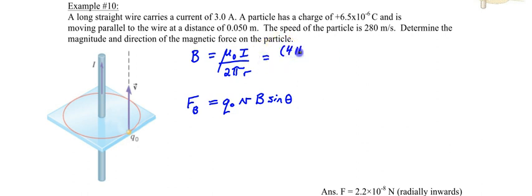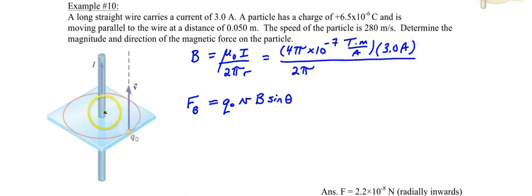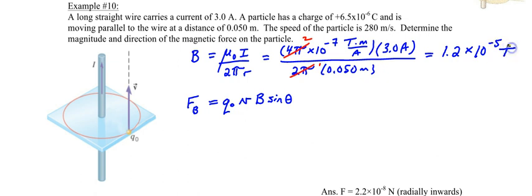Mu naught is 4 pi times 10 to the power of negative 7 in Tesla meters per amp, multiplied by the current of this wire, which is given as 3 amps. And then we're going to divide by 2 pi times the distance between the wire and where this charged particle is, and that's given as 0.05 meters. Alright, so go ahead and put that into your calculator, and I get an answer of 1.2 times 10 to the power of negative 5 Teslas. So we've just determined the strength of the field at this particular location.